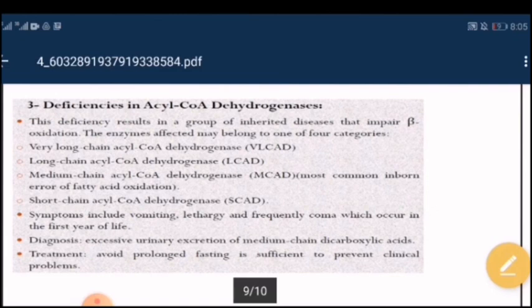Deficiencies in acyl-CoA dehydrogenase also lead to a problem because no activation would occur, and actually every enzyme is specific for a particular chain length. This means that very long-chain fatty acids have a particular dehydrogenase, long-chain fatty acids have another enzyme, and medium-chain and short-chain ones have the same thing.